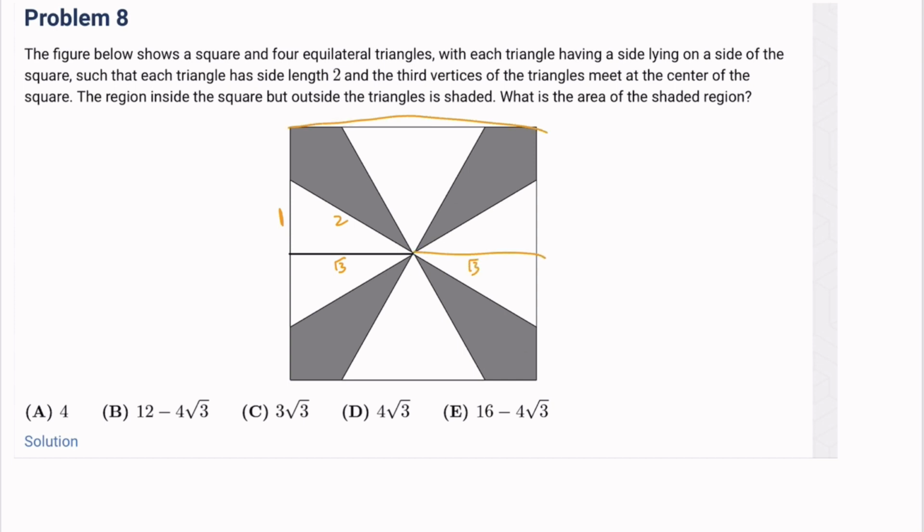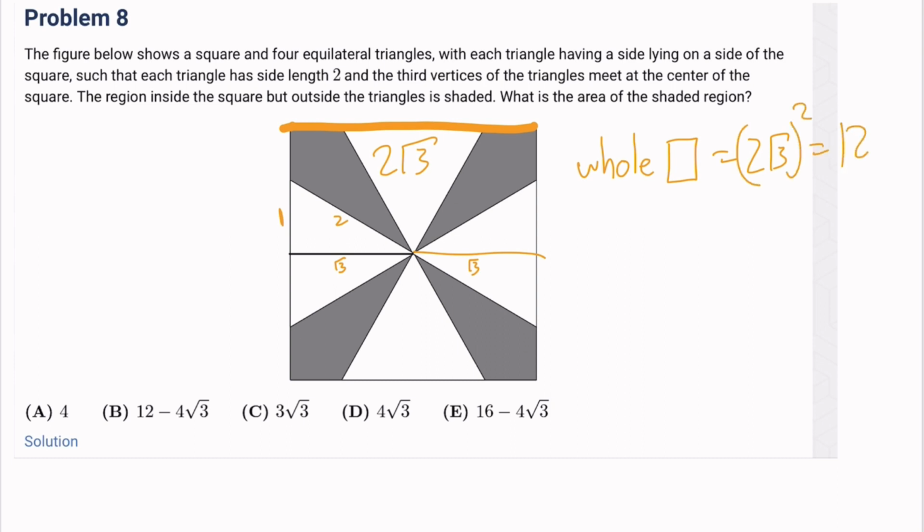That means this whole thing is going to be 2 root 3, right? That would be 2 root 3. And so the whole square is equal to 2 root 3 squared, which equals 12, right? And now we have to subtract 4 of these triangles. One triangle is 1 times root 3, right? And so one triangle will be root 3, so 4 times root 3 will be the 4 triangles. So our total answer is 12 minus 4 root 3.